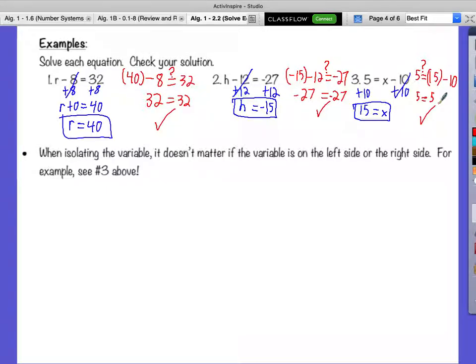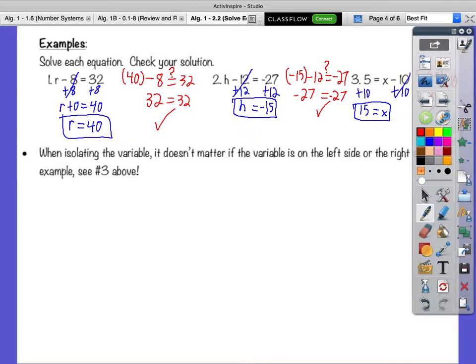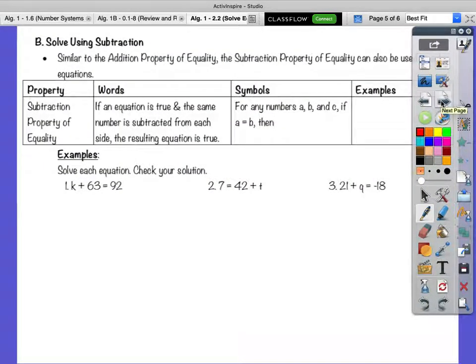Okay. So when isolating the variable, getting it by itself, it doesn't matter if the variable is on the left side or the right side. For example, see number 3 above. Did it matter whether the variable is on either side? We said no, it didn't. So don't let that freak you out. Either way, we're trying to get the variable by itself. That's our goal. Questions on that? Okay.